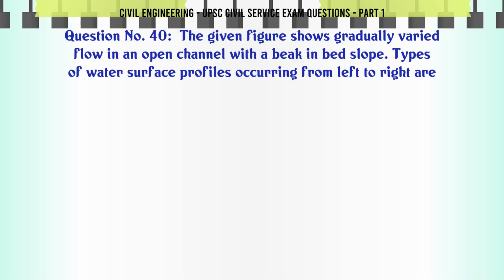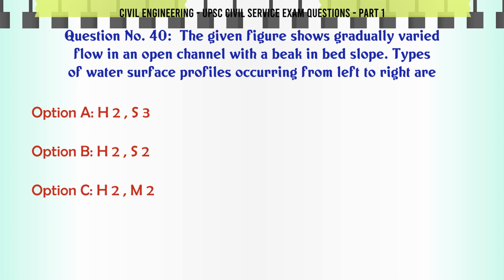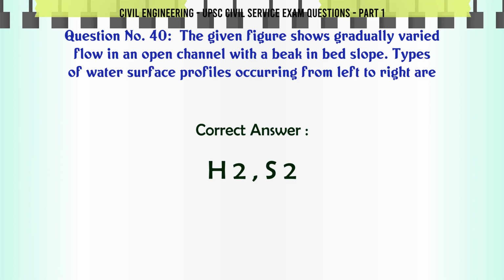The given figure shows gradually varied flow in an open channel with a break in bed slope. Types of water surface profiles occurring from left to right are: A. H2, S3, B. H2, S2, C. H2, M2, D. H3, M2. The correct answer is H2, S2.